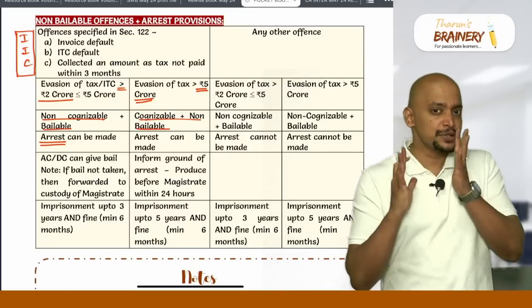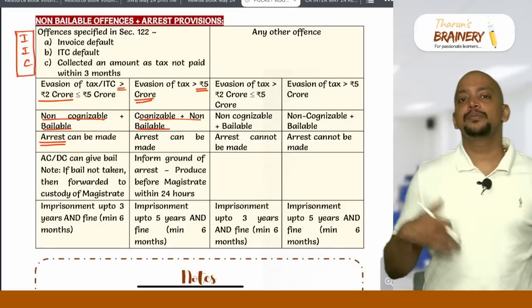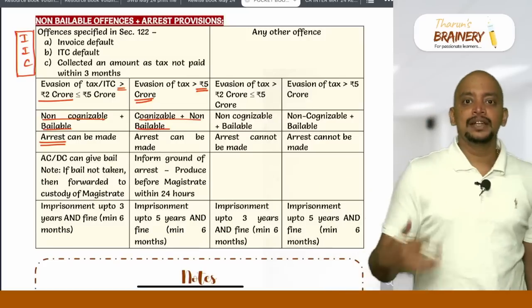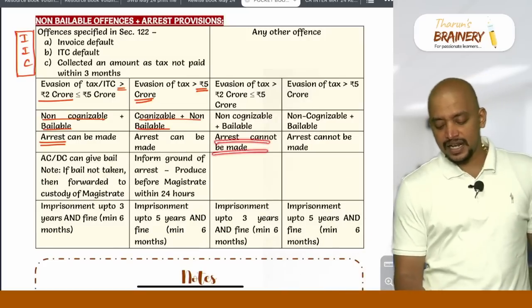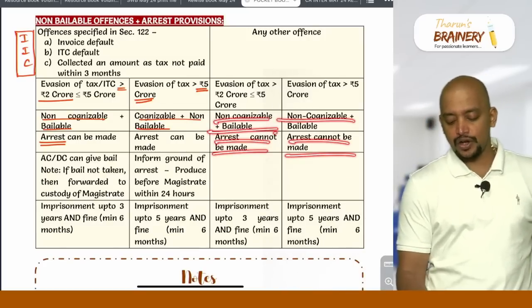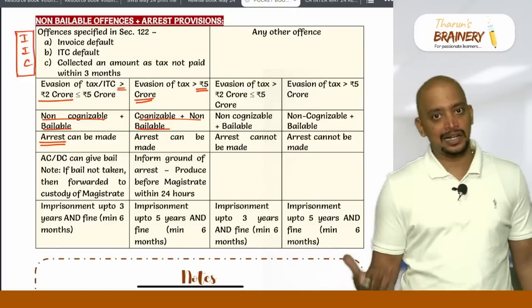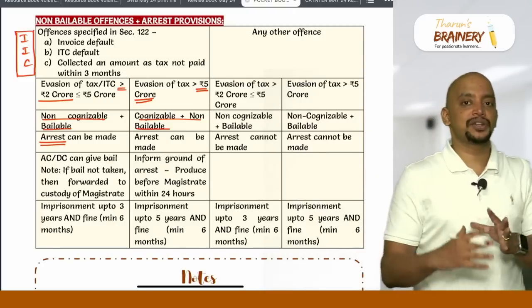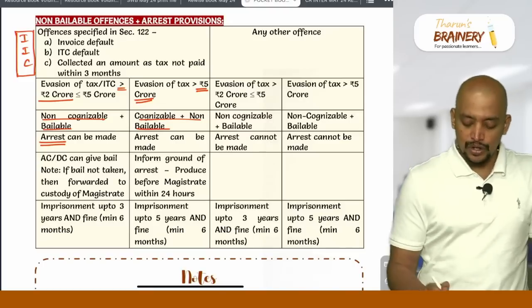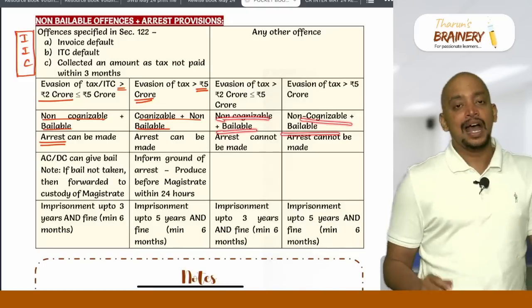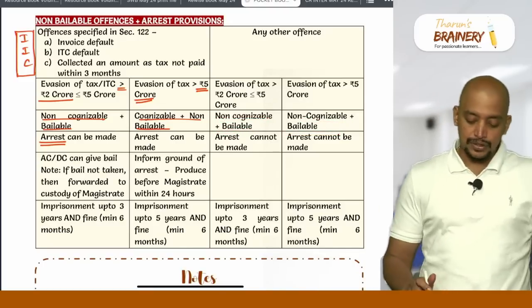Logically, if arrest is not there, bailability does not arise, but in the law it is given that when arrest cannot be made, those offences are called non-cognizable plus bailable. That is a drafting error which is made in the law. When we interpret two different sections, we get it like this. So non-cognizable plus bailable, and for all other offences, arrest cannot be made.